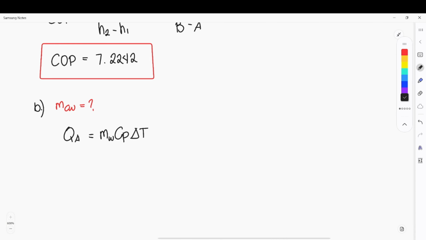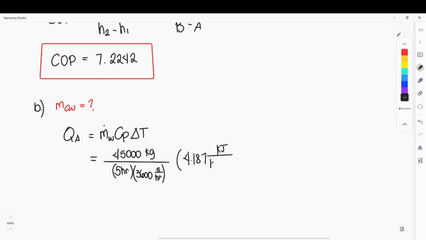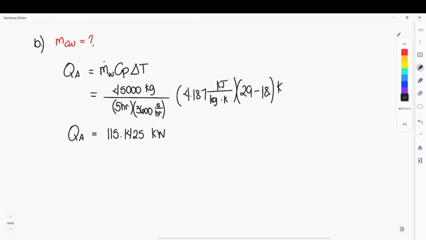Okay, we can first obtain our QA. And from our QA, we can find our mass flow rate of the refrigerant. So, the mass of the water is 45,000 kilogram. Palalamigin natin siya within 5 hours. Just convert that to seconds. And the CP of water is 4.187. Then from 29, gagawin nating 18. Simply higher minus lower lang yung ginagawa ko. Then you'll arrive with 115.1425. So you have here your QA.